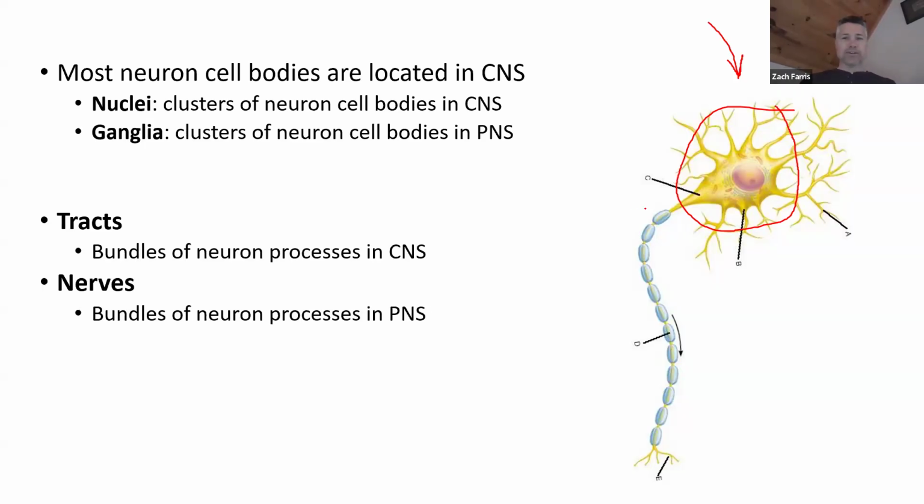If instead of taking that neuron cell body, we take this axon and we bundle up not just one axon, but a whole bunch of axons.